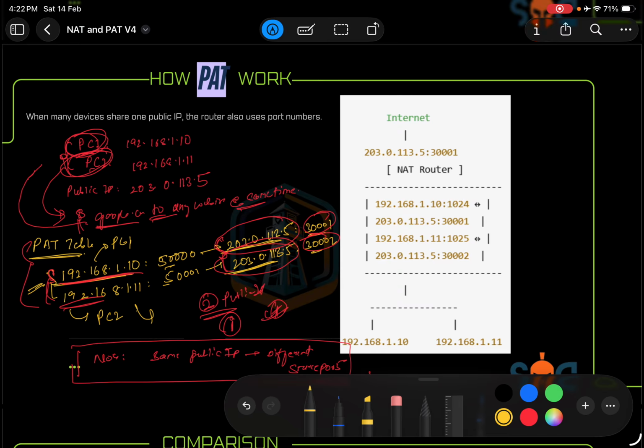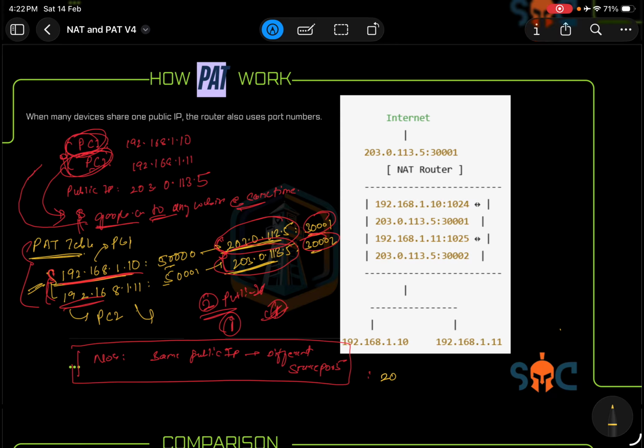Okay, so in that scenario, let's say this is the public IP address of both PC1 and PC2 with different port numbers. As it is being assigned with the port number, the website is going to understand to which particular computer the data needs to be sent.